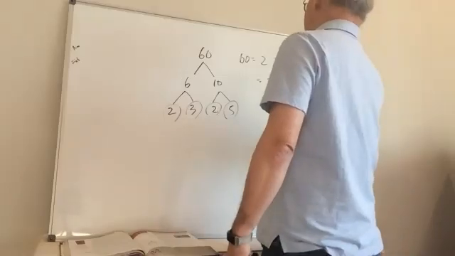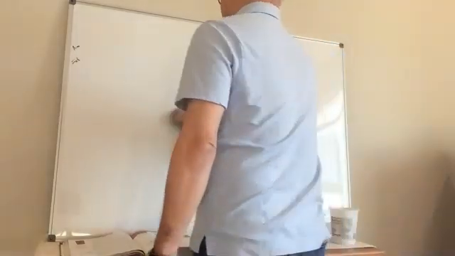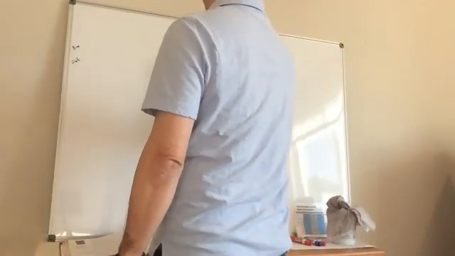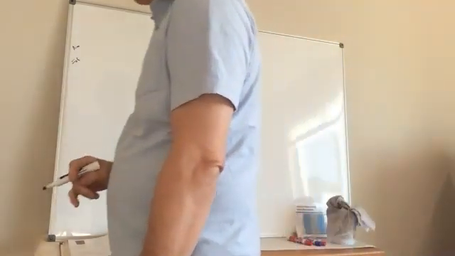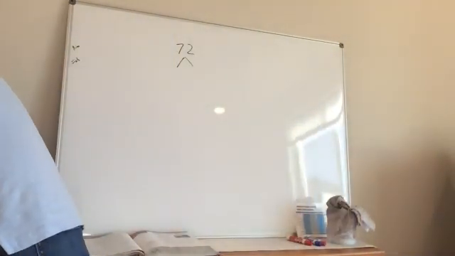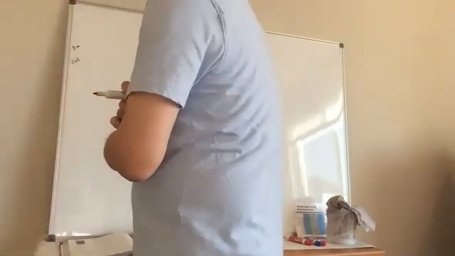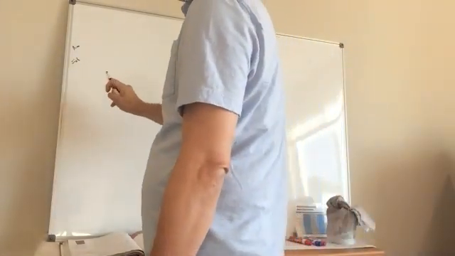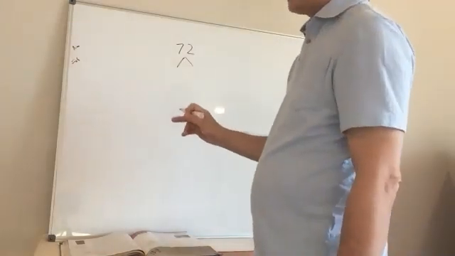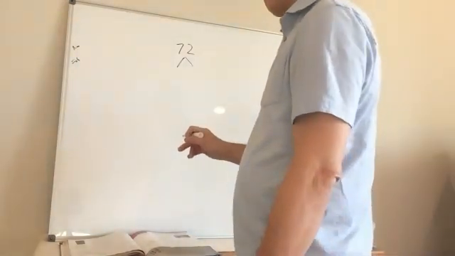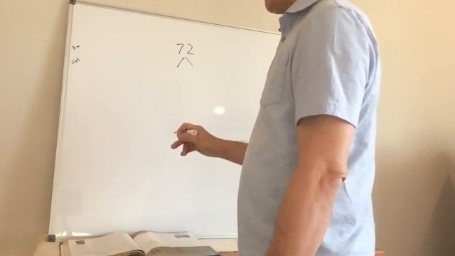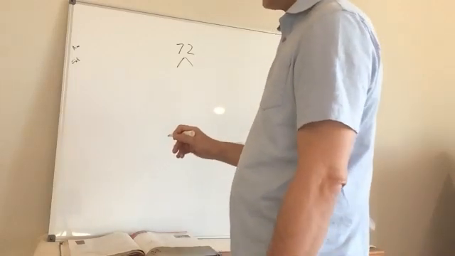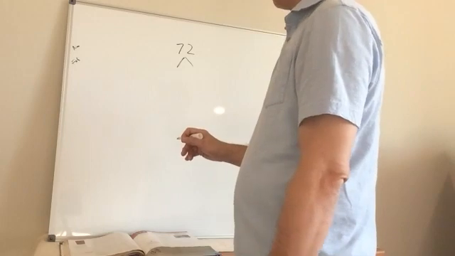So let's do this one more time. Let's do another one and see if we can do this. Let's do 72. Okay, so we're going to do 72. Pastor, how am I going to do the factorization here for 72? You're going to do the prime factorization of 72 for us. So what's the first thing?